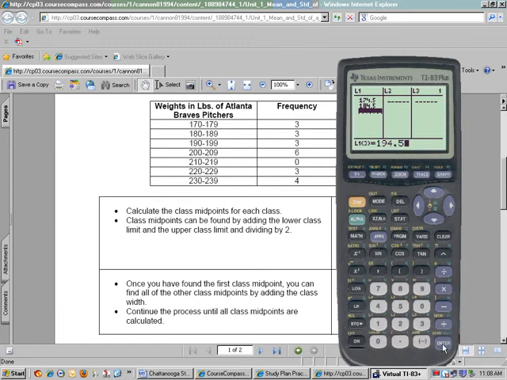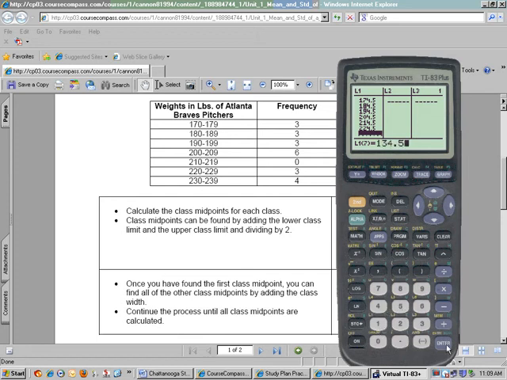And we need to go all the way down. We have how many? 1, 2, 3, 4, 5, 6, 7. Okay. So 194, 204.5. And what do we have? 214.5. And that's in between this class, plus 224.5, and I think that would be that one. So we have the last one, we have 134.5.